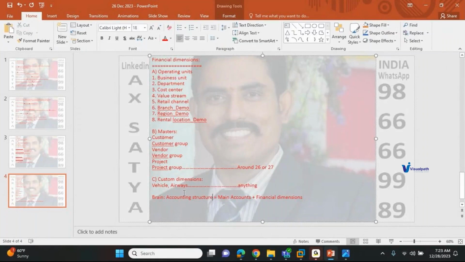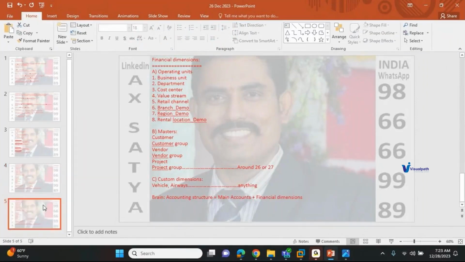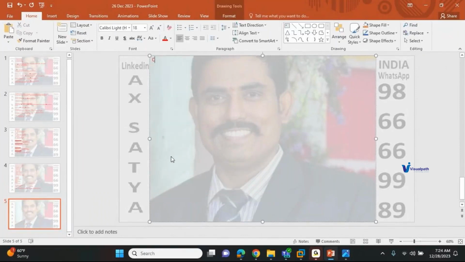Okay, this we'll discuss later. Tomorrow, mostly in depth, we will discuss. So, accounting structure means main accounts plus financial dimensions. Then, what do main accounts mean? The main accounts classification or chart of accounts classification. Main accounts is the chart of accounts.